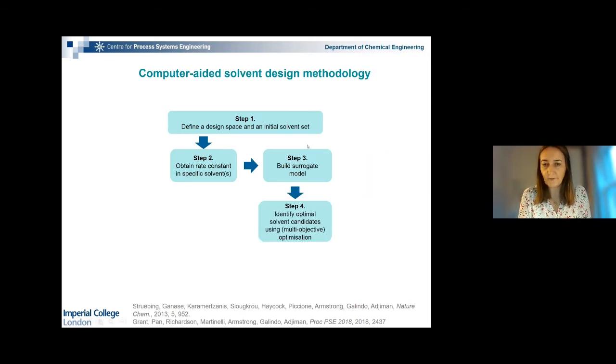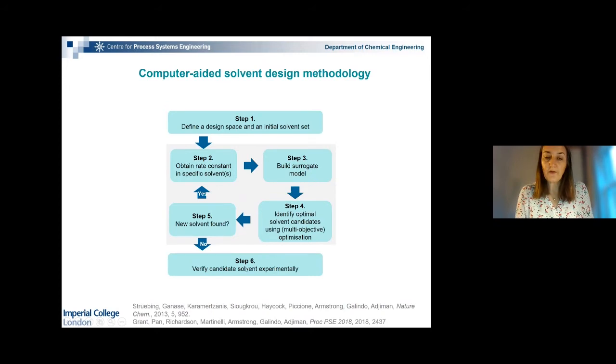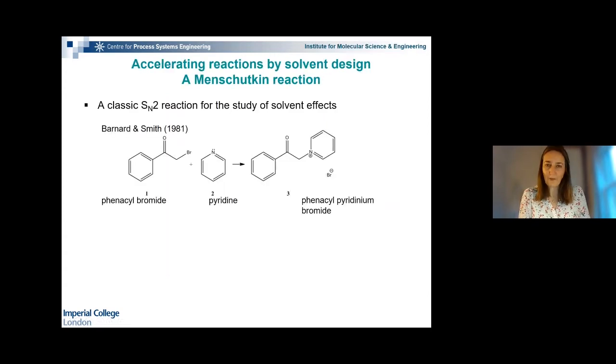So we take this surrogate model, we build a design problem as before, we solve this problem and get a list of candidates. If we found new solvents in this list, we are going to verify that our model was good. And so we're going to either measure or compute by quantum mechanics the rate constants and go back around this loop. Once we don't find a new solvent, we're going to then verify the best candidate solvents experimentally. So let me quickly show you a couple of examples of this.